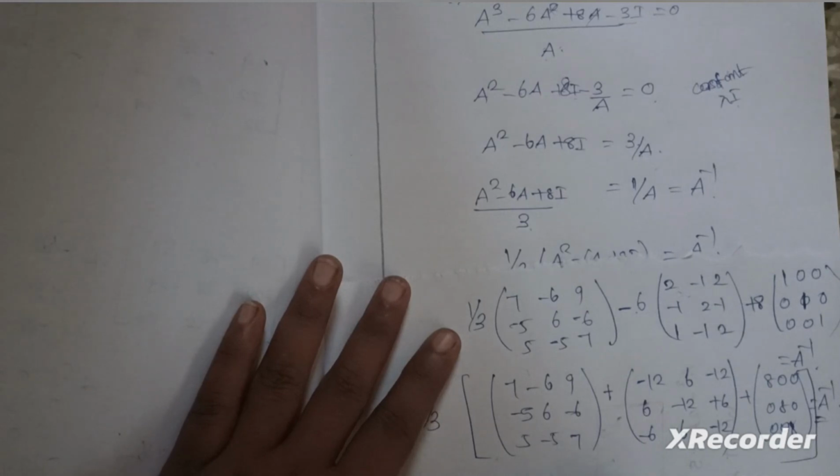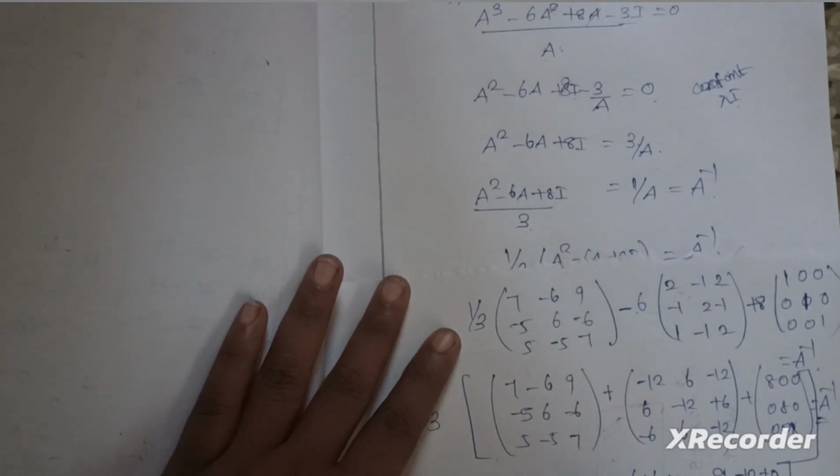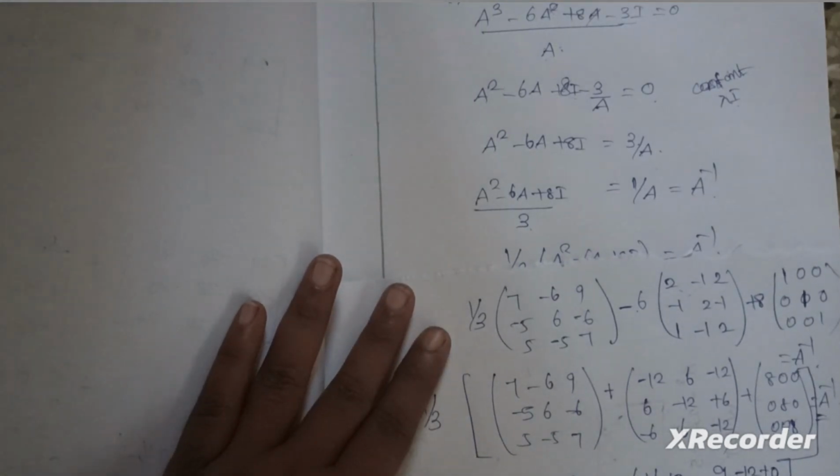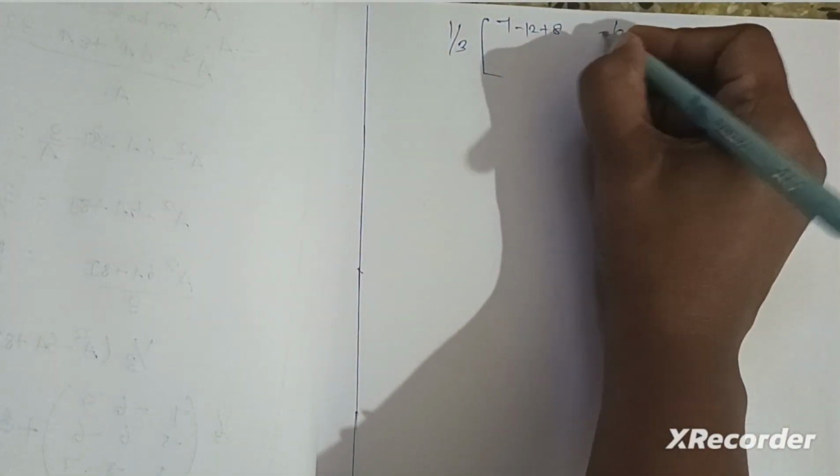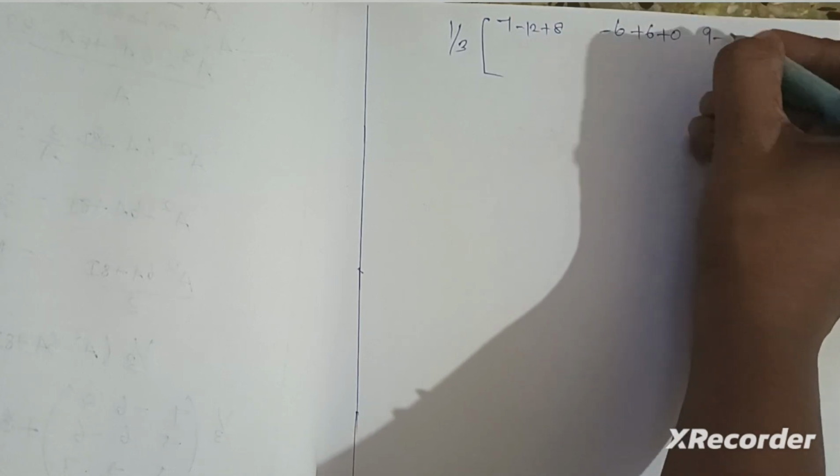I have to add 7 minus 12 plus 8. Next minus 6 plus 6 plus 0. 9 minus 12 plus 0. Next minus 5 plus 6 plus 0. Next 6 minus 12 plus 8. Minus 6 plus 6 plus 0. Next 5 minus 6 plus 0. Minus 5 plus 6 plus 0. 7 minus 12 plus 8. So the answer is 6. For our convenience we have to write the same. Next 9 minus 12 plus 0.